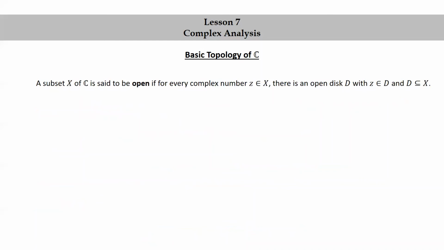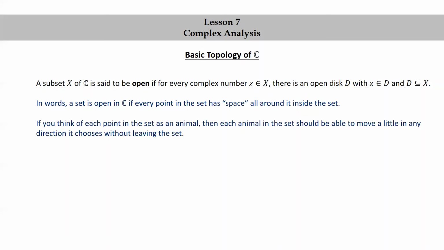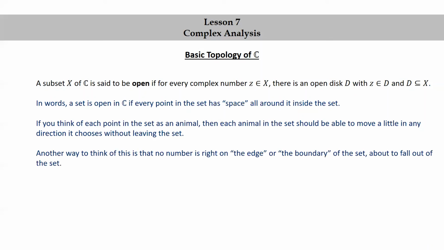A subset X of C is said to be open if for every complex number Z in X, there's an open disk D with Z in D and D a subset of X. In words, a set is open in C if every point in the set has some space all around it inside the set. If you think of each point in the set as an animal, then each animal in the set should be able to move a little in any direction it chooses without leaving the set. Another way to think of this is that no number is right on the edge or the boundary of the set about to fall out of the set.